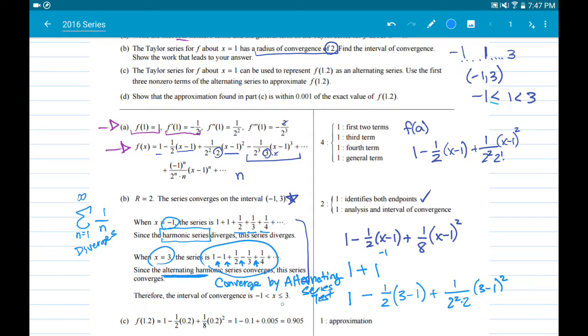So that means that it converges at 3, and to get both of these points, you'd want to have a less than or equal to sign there.